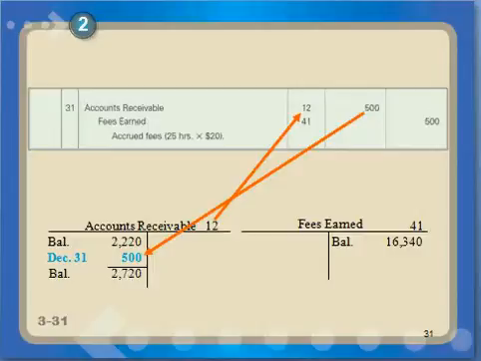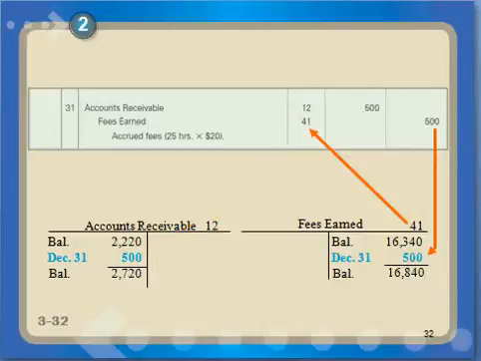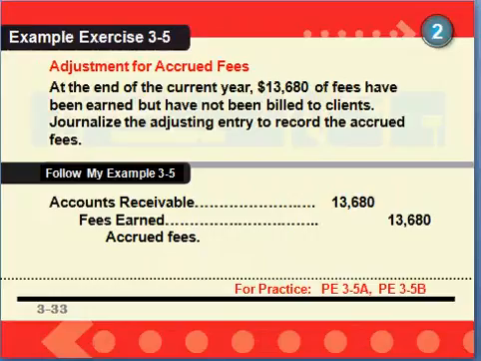And then you can see where we made the entry into our accounts receivable account, and then on this slide you can see where we moved it into our fees earned. And again, you have your post reference columns shown there. And now we're going to take a look at another exercise. And this is example exercise 3-5 on page 109.